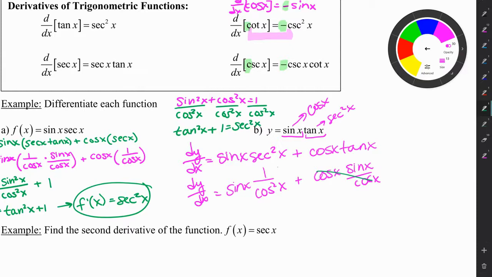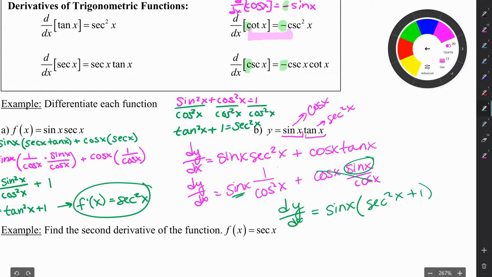I can rearrange this a little bit if I want, and so I can either leave it like this and have sine secant squared plus sine. You know what? I think the best option here is, since I have a sine in both of them, I'm going to factor that out as my GCF. All right, I think that's my best option right now. So if I factor that out, I have sine of x times 1 over cosine squared is secant squared plus 1.